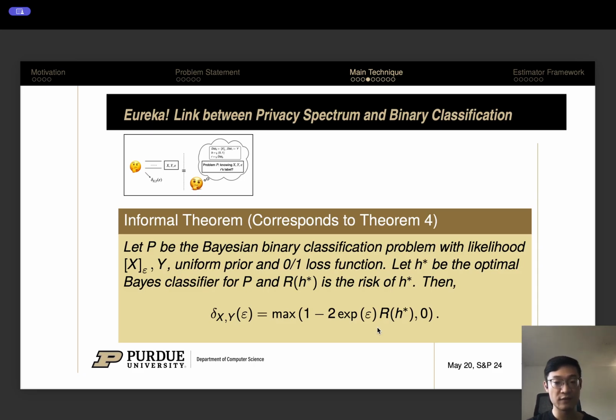of the classifier H for solving the problem P. Then computing the indistinguishability spectrum is equivalent to computing the risk of H star.